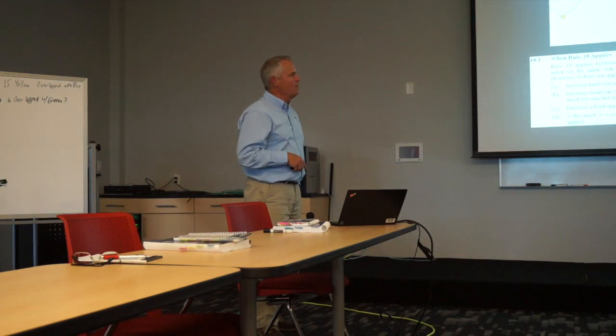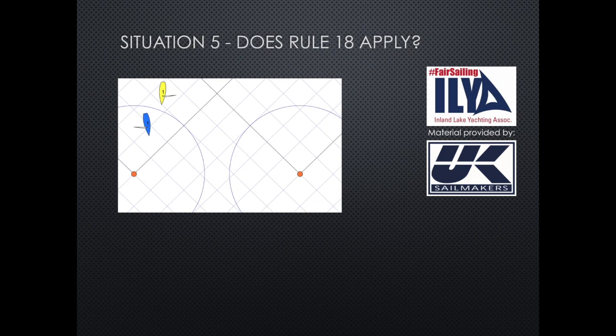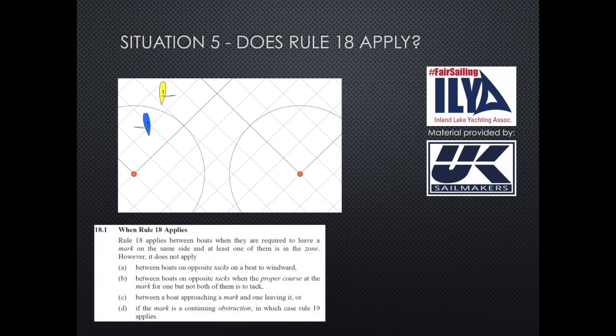Okay, now we're coming downwind. And just a reminder, the wind is always going down the screen, right? So now we've got boats sailing downwind. Blue's on starboard. Yellow's on port. Does 18 apply here? Is there mark room? Assume this is a leeward gate. What do you think? It actually does apply because blue is already in the zone.